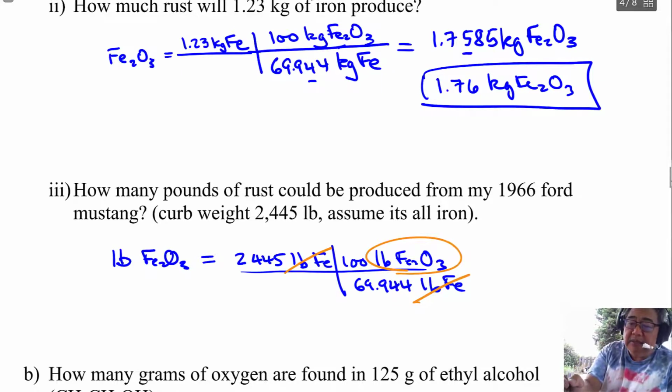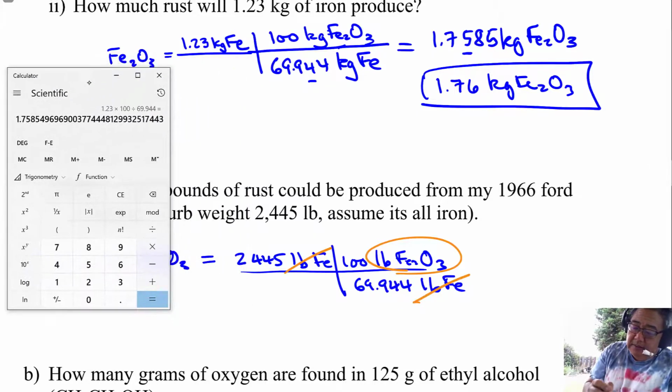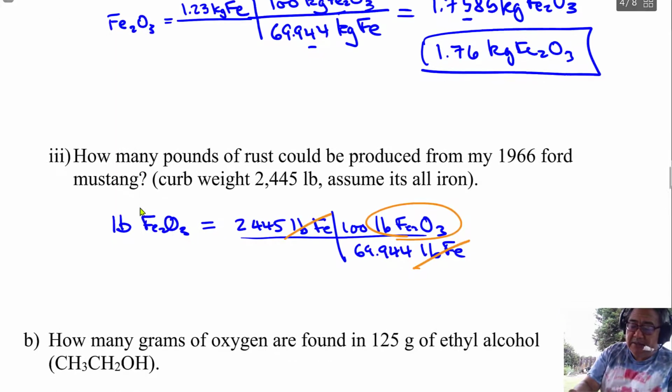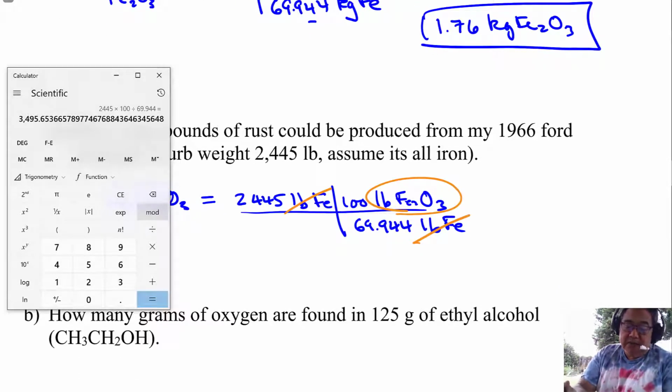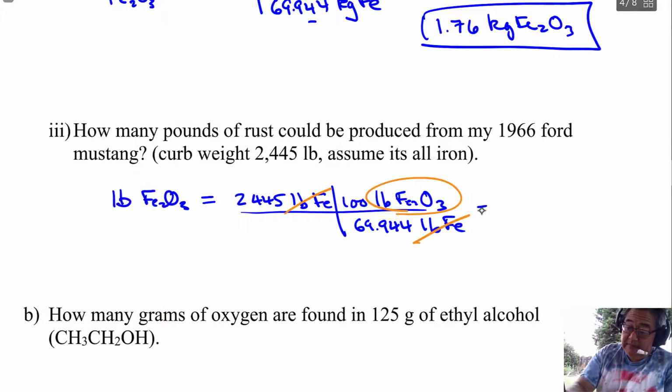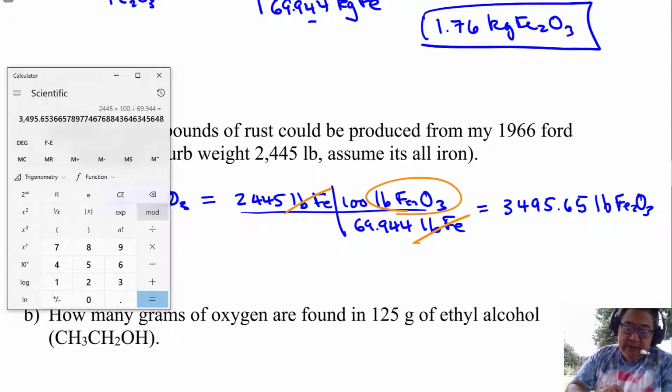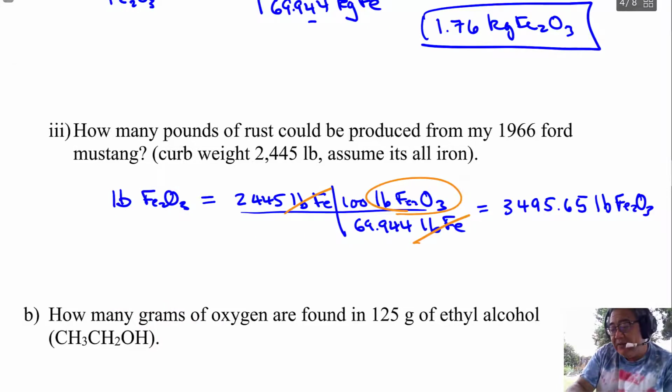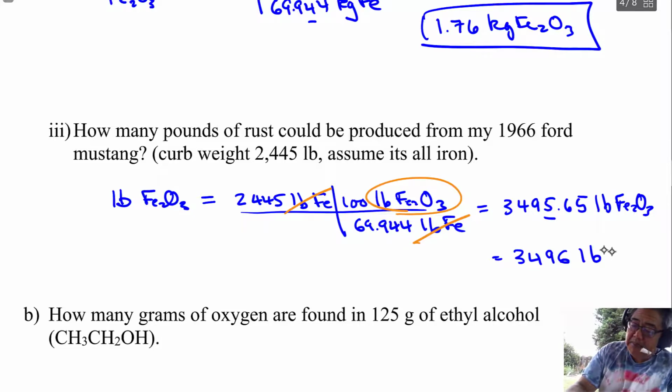Again, same kind of thing. You pull out your calculator and say 2,445 times 100, divided by 69.944. Regardless of what you're using this number to convert, it's always the same number for the mass percent composition of iron in iron oxide. That comes out to be a lot of rust: 3,495.65 pounds of Fe2O3. There are only 4 significant figures in that, so that would be 3,496 pounds.